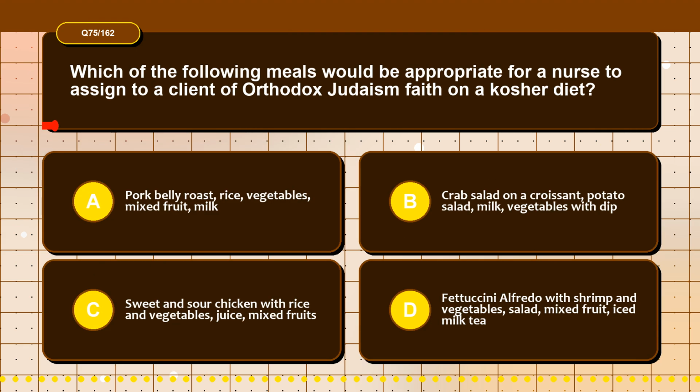Question 75. Which of the following meals would be appropriate for a nurse to assign to a client of Orthodox Judaism faith on a kosher diet? Here are the options. Option A. Pork belly roast, rice, vegetables, mixed fruit, milk. Option B. Crab salad on a croissant, potato salad, milk, vegetables with dip. Option C. Sweet and sour chicken with rice and vegetables, juice, mixed fruits. Option D. Fettuccine Alfredo with shrimp and vegetables, salad, mixed fruit, iced milk tea.